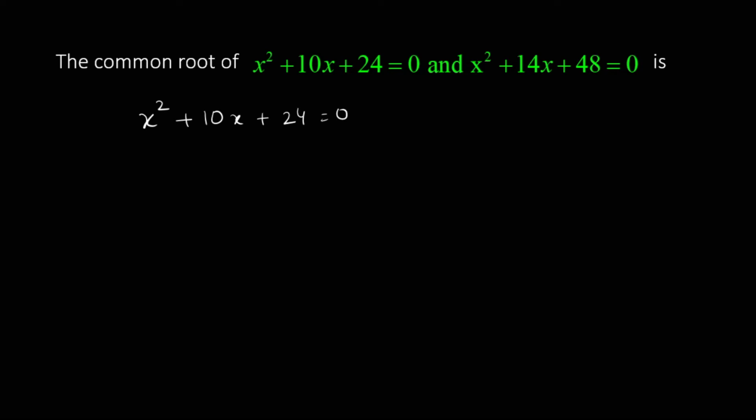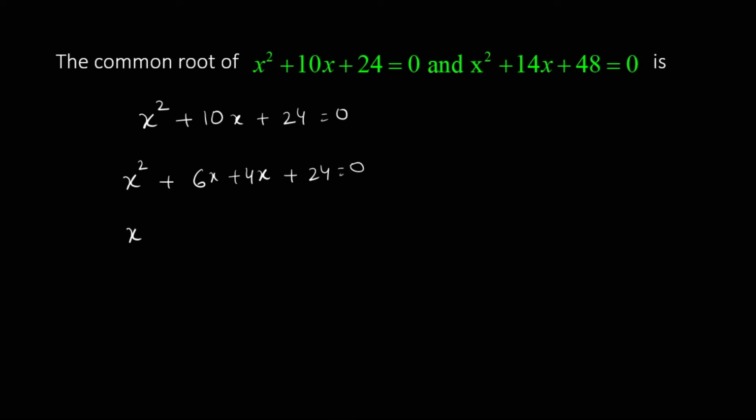So by splitting the middle term of this quadratic equation, we can write this as x square plus this 10x can be split into two parts, that is 6x and 4x. Why? Because if we sum 6x plus 4x, we get 10x, and if we multiply 6x into 4x, that is 24x square. So we get a product of constant term and the coefficient of x square, so this is 24. So we can split this equation like this.